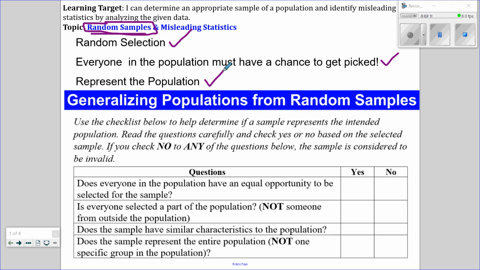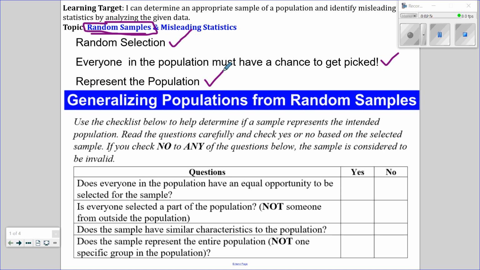We gave you a checklist, and you'll find it inside your additional resources posted on the Google Classroom. I highly recommend that you take a look at it. I have it for you right here. In order to say that your sample is unbiased, you need to be able to check yes to every single one of these criteria. If you check no in any of the boxes at all, that means your sample is biased. It is not a valid sample.